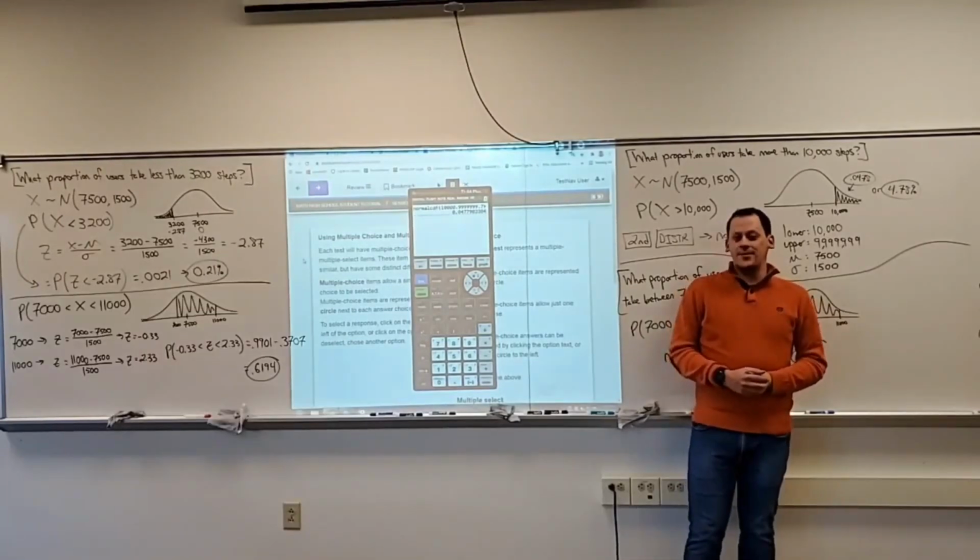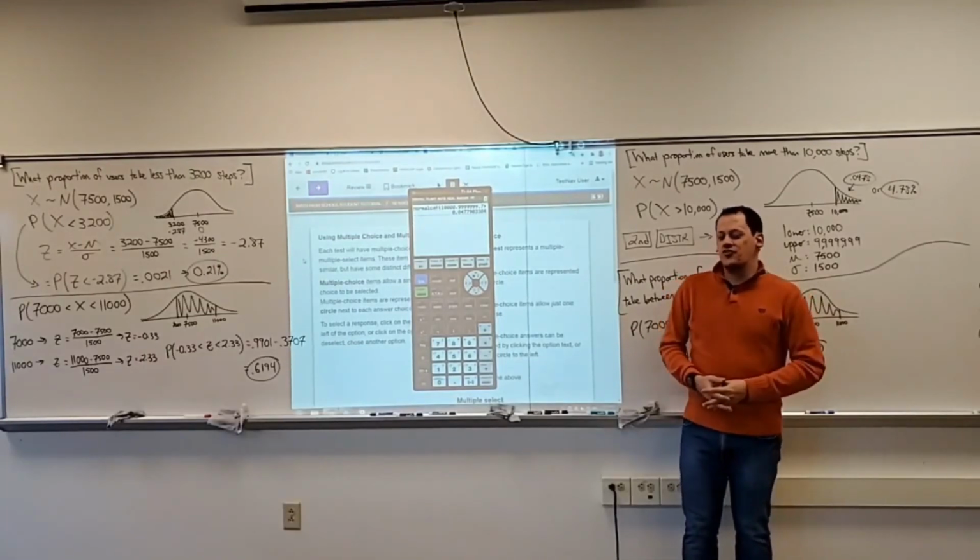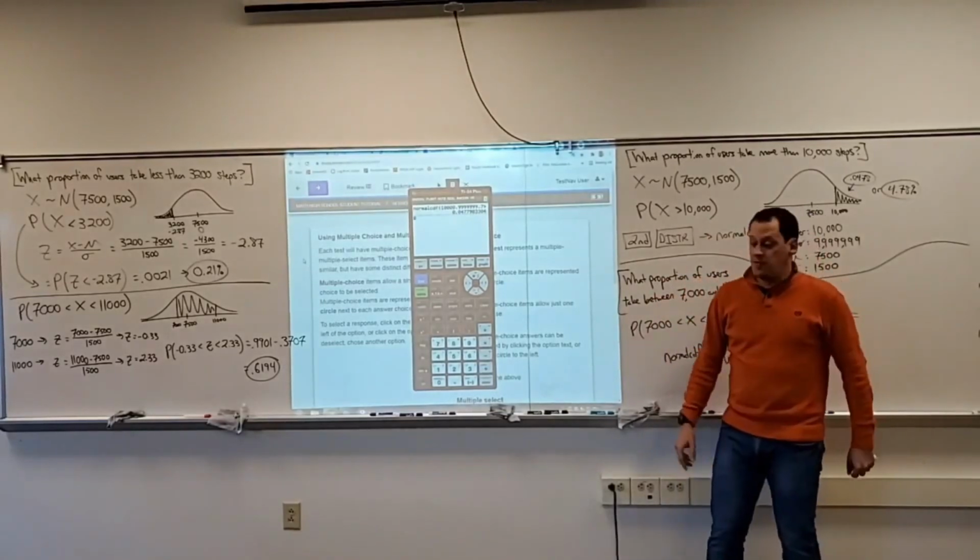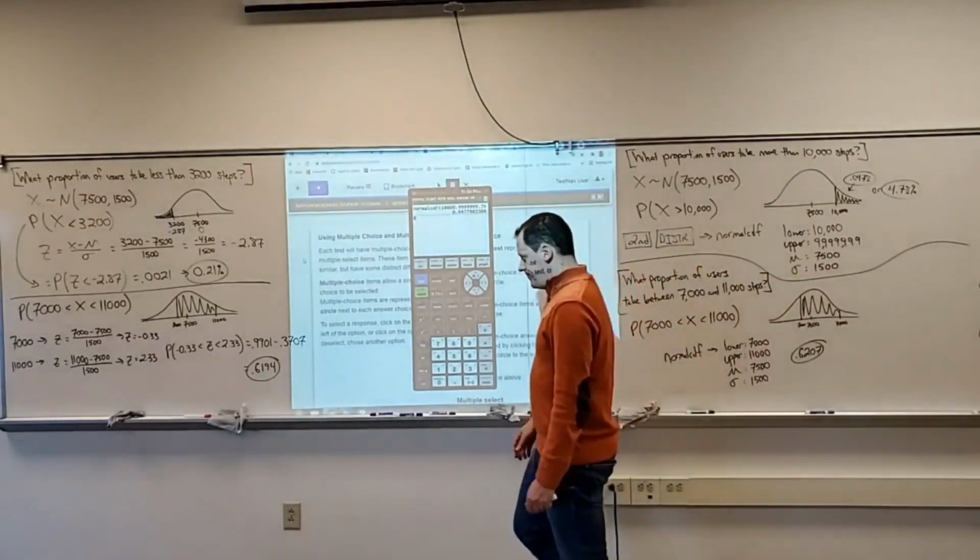All right, let's see how you did. For those brave enough to try this problem using the table, I've written my work over here.